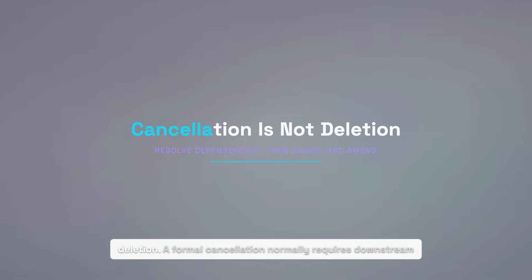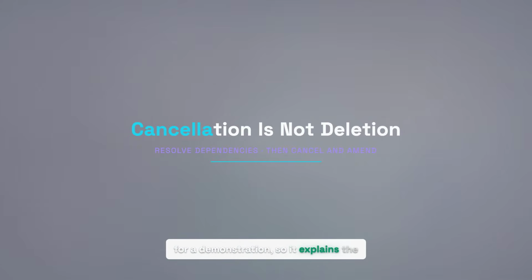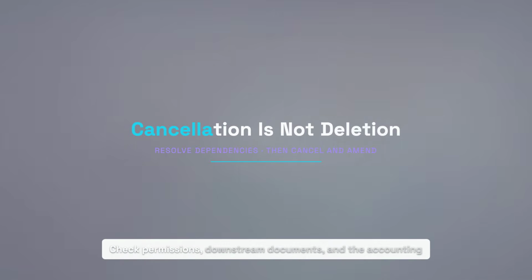Step 8 explains why cancellation is not deletion. A formal cancellation normally requires downstream dependencies to be handled first, and the system reverses the formal impact. Corrections usually use cancel and amend instead of directly editing a submitted transaction. This lesson does not cancel the validated source chain only for a demonstration, so it explains the rule without pretending that cancellation was performed. Check permissions, downstream documents, and the accounting period in an isolated environment before doing it.